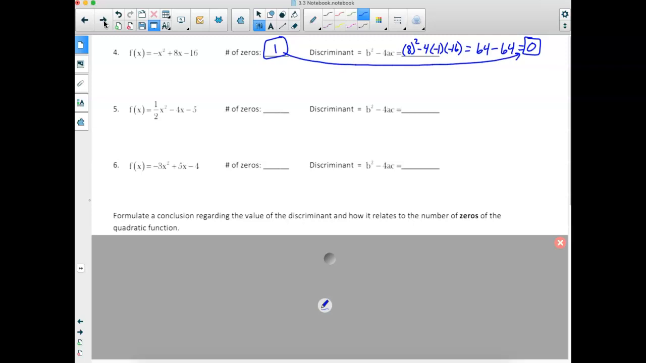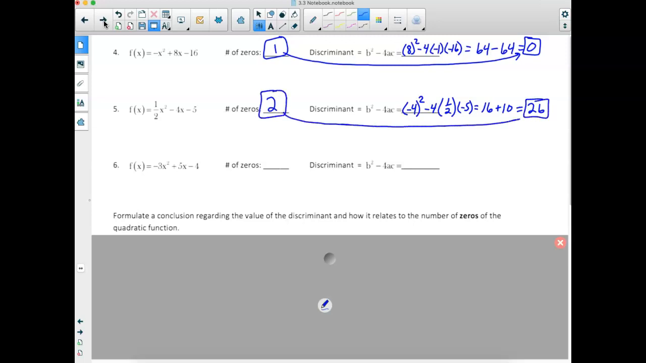And when I look back at number 5, there were 2 zeros. The discriminant is negative 4 squared minus 4 times a, which is a half, times c, which is negative 5. That gives me 16 plus 4 times a half, which is 2, times 5 is 10. That should give me 26. And when I had 2 zeros, I had 26. Last time I had 76.